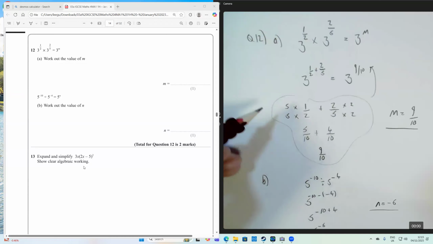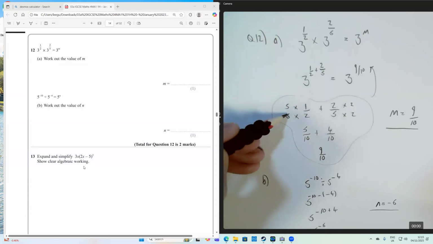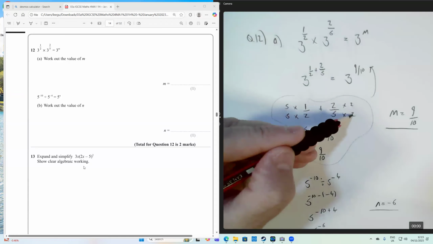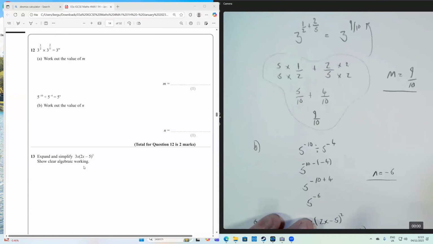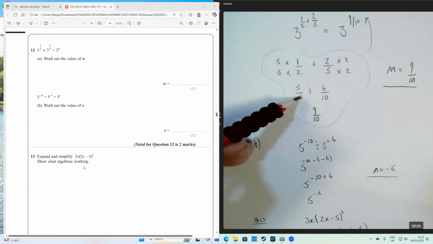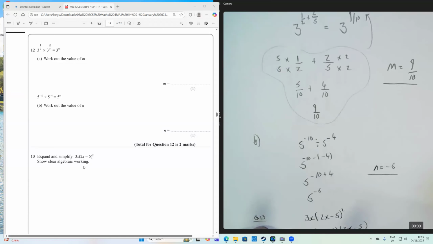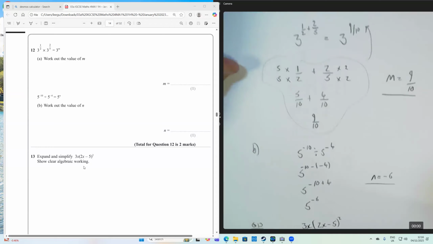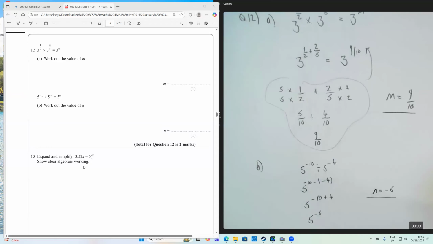Now, in order to add two fractions, you need to have a common denominator. So I've multiplied the numerator and denominator of this one by 5, and the numerator and denominator of this one by 2. So they've both got a common denominator of 10. Then I have 5 over 10 add 4 over 10, which is 9 over 10. So the value of m is 9 over 10 for part A.